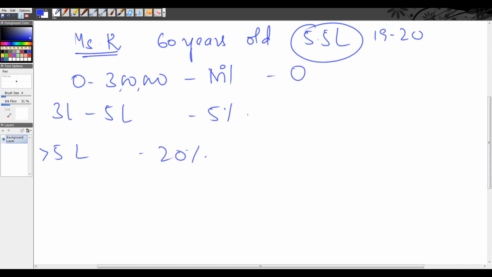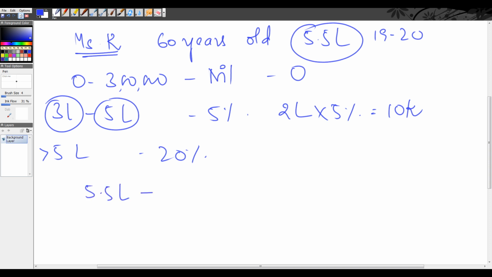So here it will be 0. In the next case, that is 2 lakh rupees. How did we get 2 lakh? 5 lakh minus 3 lakh, upper limit minus lower limit, since her income is more than upper limit. So 2 lakhs into 5%, which is 10,000. Then above 5 lakhs, it is 20%. So how much has she earned, or what is her income in excess of 5 lakh? That will be actual income minus the lower limit, that is 5 lakh, which is 50,000 in this case, into 20%, which comes to again 10,000.